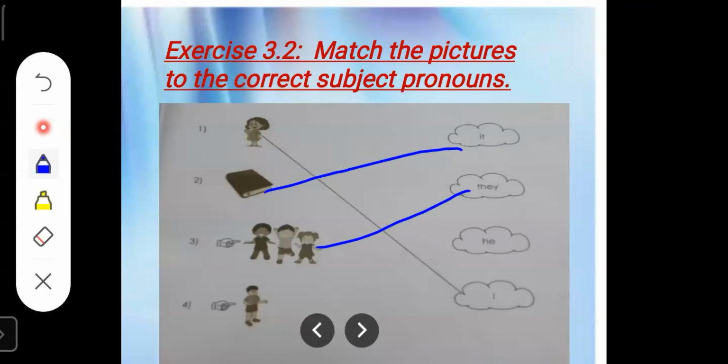Next is a picture of a boy. When we are talking about a boy or a man, we use the subject pronoun he. So I have matched with he. Okay, children?